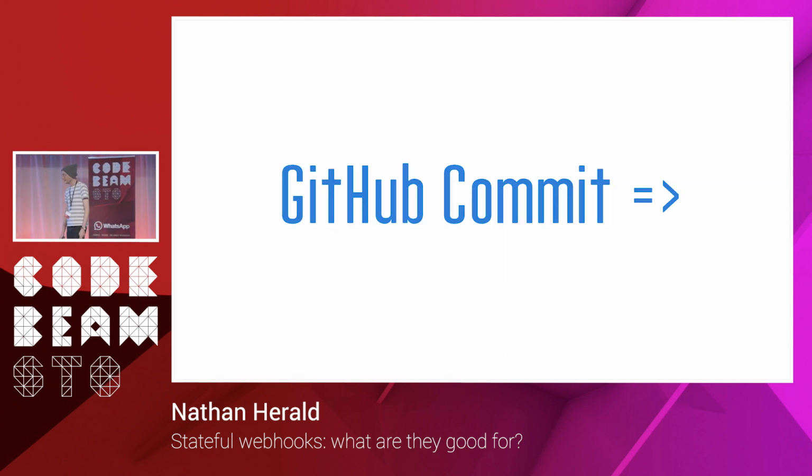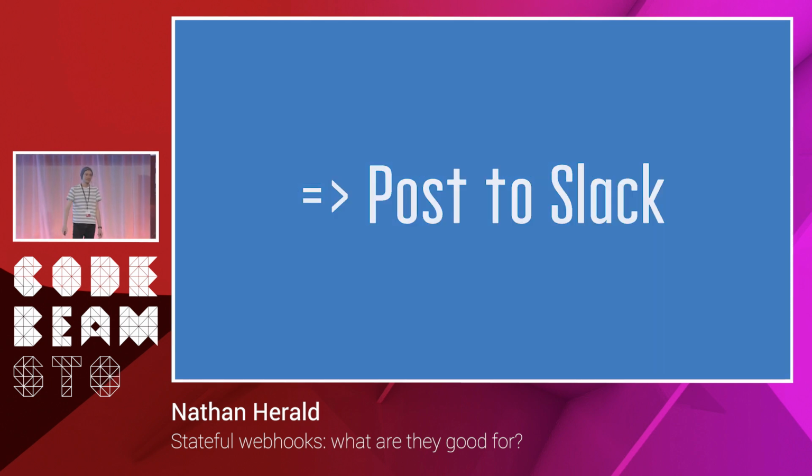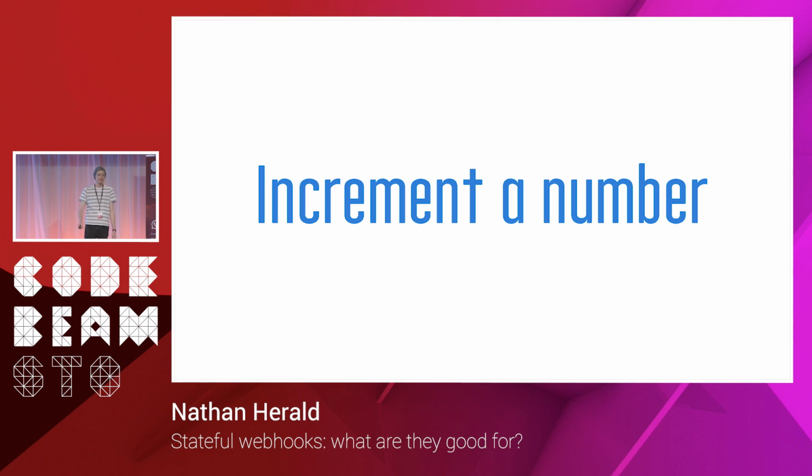A GitHub commit comes in. What are you going to do with it? What's the transformation you can do? You could post it to Slack. Slack already supports this, but hey, we could do it ourselves, right? That's actually a very difficult code example, so we're not going to talk about that. I will increment a number because that's an easy code example to talk about.